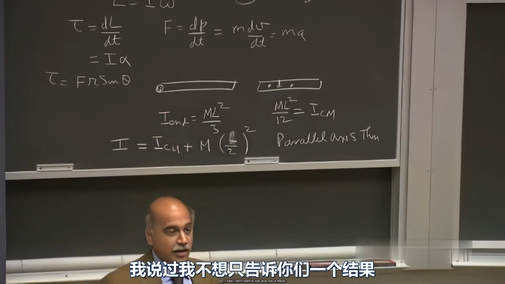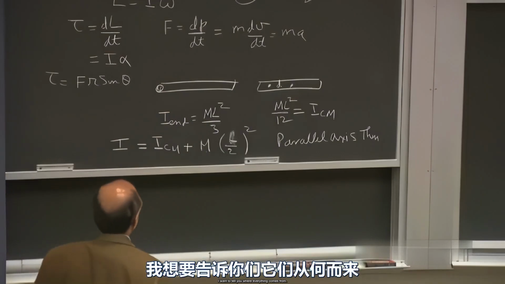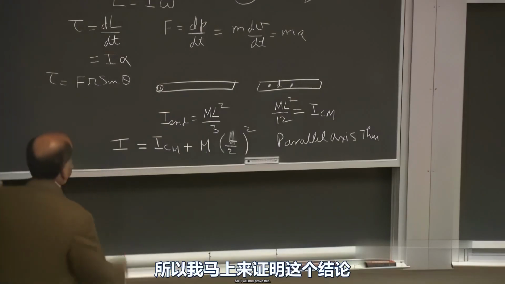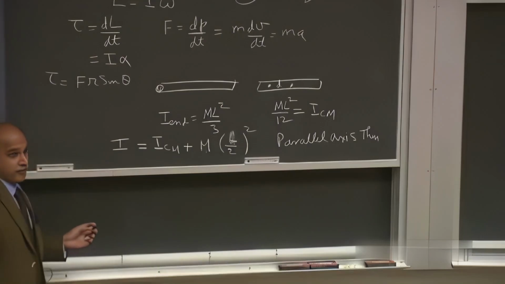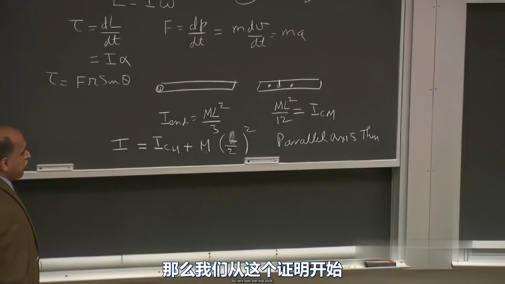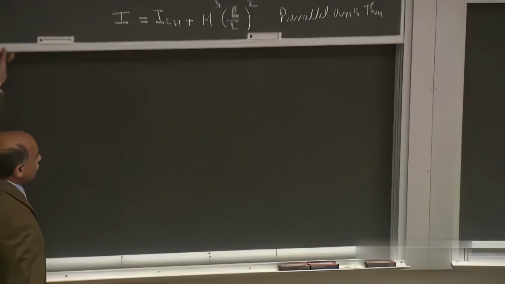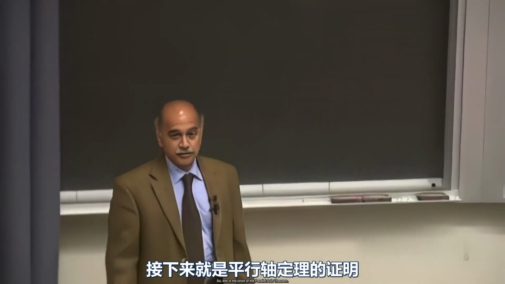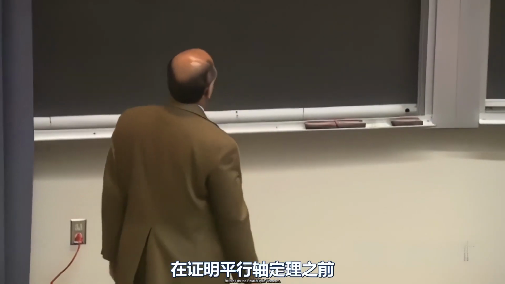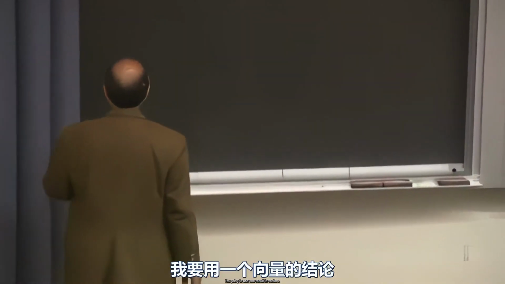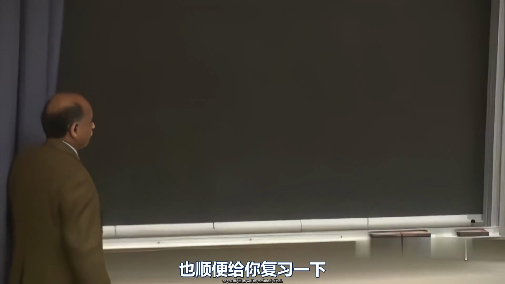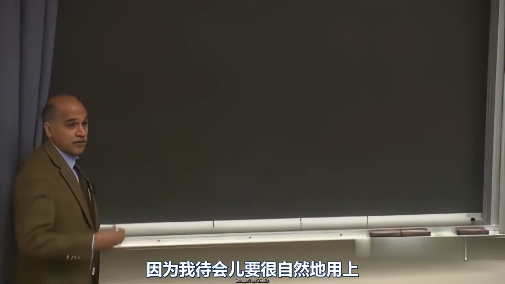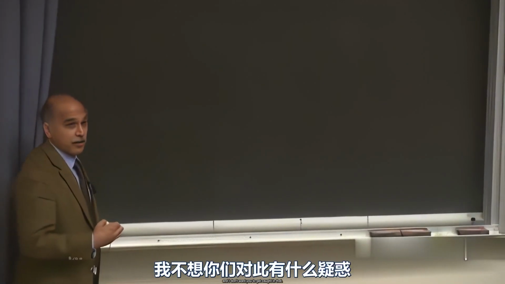So I said, I don't want to just give you a result, I want to tell you where everything comes from. So I will now prove this. So let's start with that proof. So this is the proof of the parallel axis theorem. Before I do the parallel axis theorem, I'm going to use one result in vectors, so you might as well be reminded of that because I use it freely and I don't want you to get caught in that.